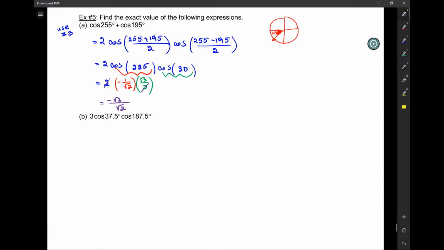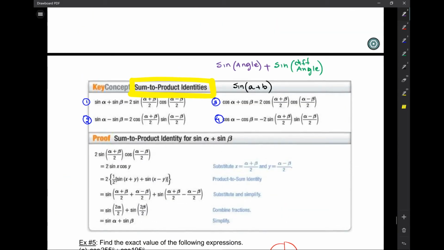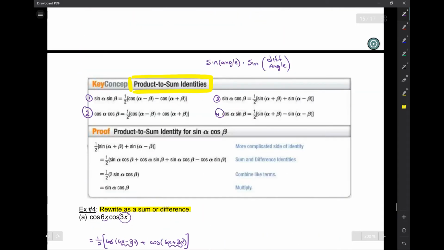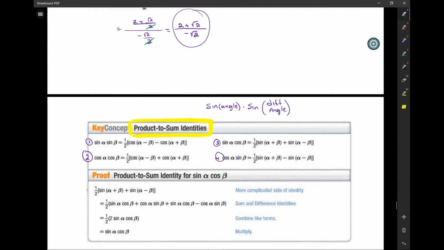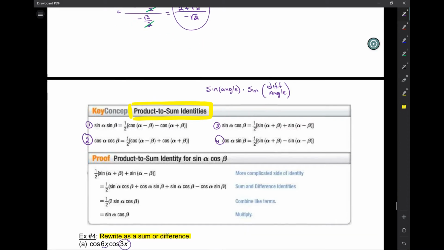So what I do here is I say, okay, what is it that I have? I have this 3 here, fine. But then I have cosine of an angle times cosine of a different angle. And I say to myself, is there an identity that looks just like this? Number 3? Is that cosine times another cosine? It isn't. It's number 2 here.